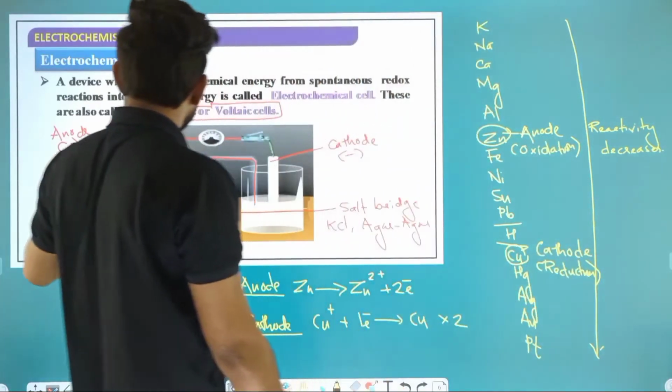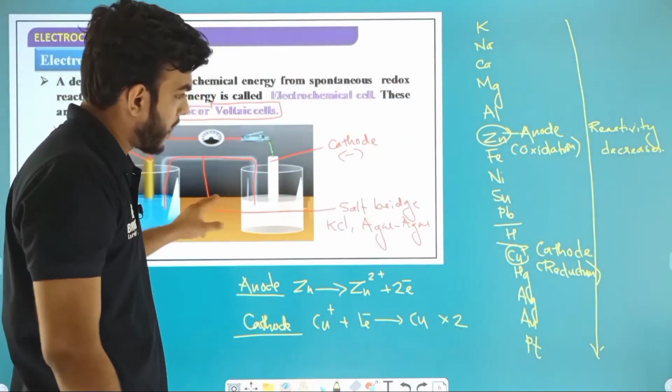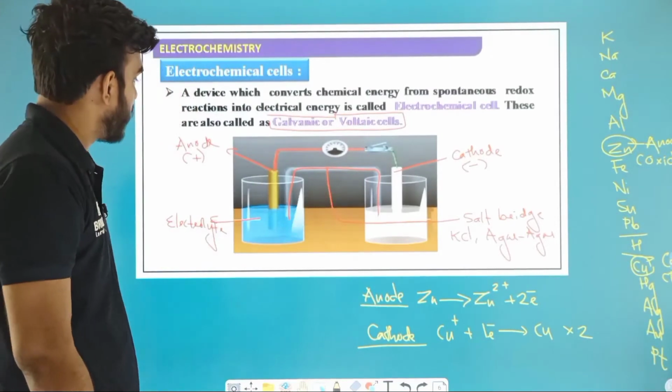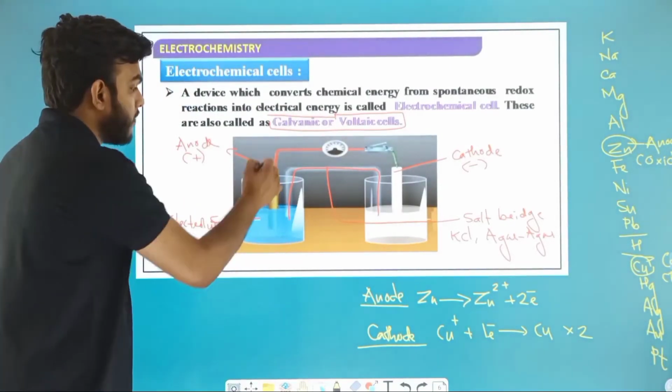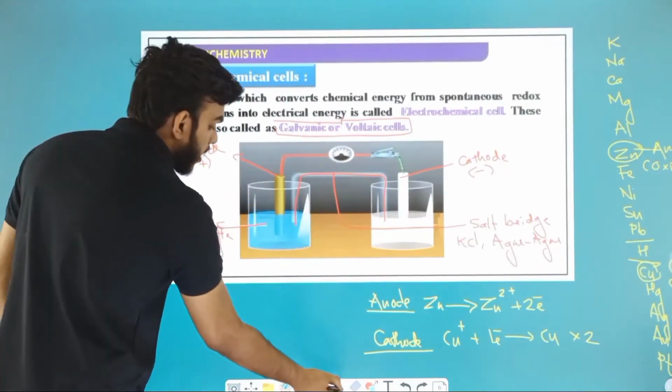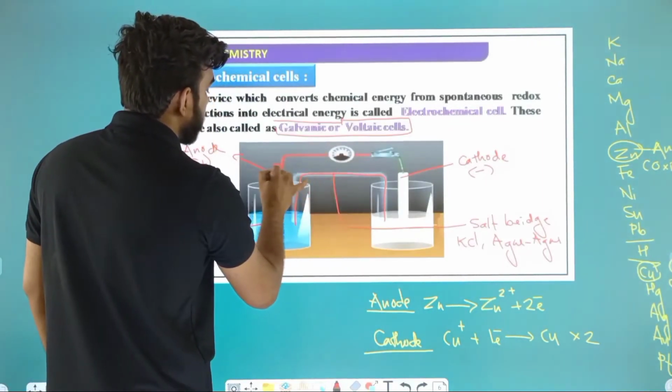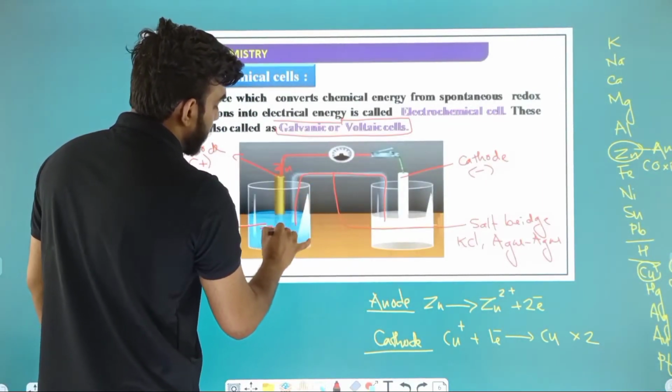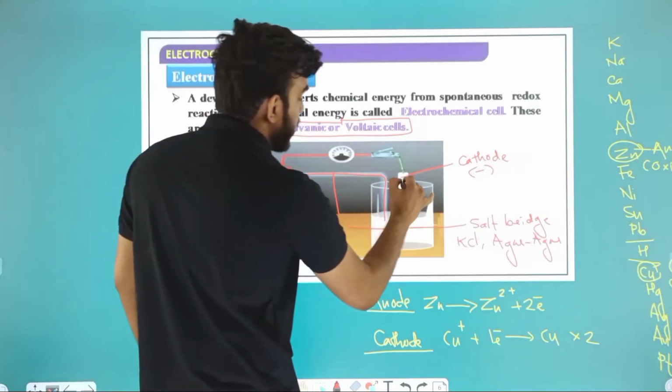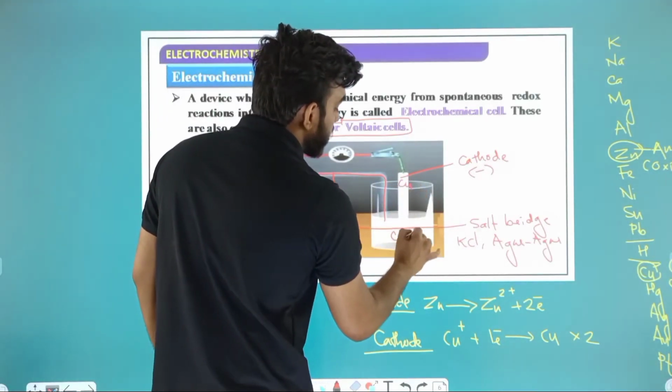So see here, when I am considering the figure, the anode will be zinc. I will show you that. This one will be zinc immersed in zinc sulfate, ZnSO4, and this will be copper immersed in copper sulfate.